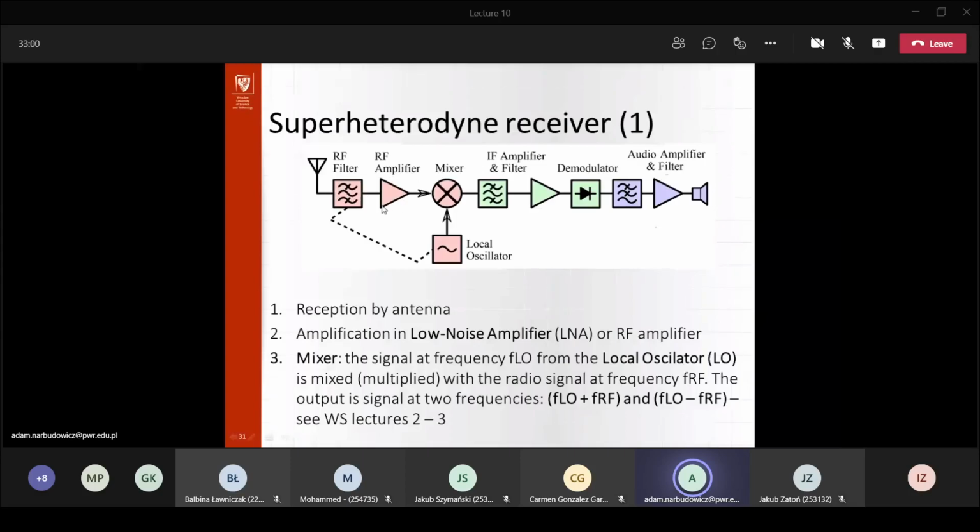Well, step number two, as I mentioned earlier, the radio signals are typically very, very weak, right? They decay with the power of 2 of the distance.